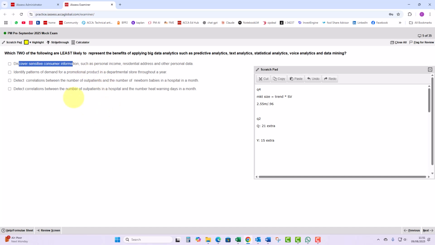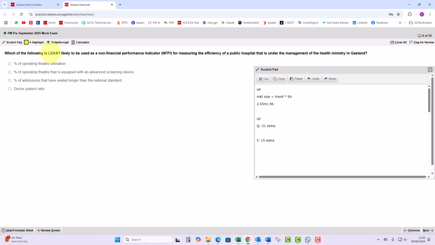So we're looking for 2 and we're looking for the least likely. Big data isn't really about sensitive consumer information, so that's one of the correct answers. It does aim to identify patterns of demand, so that's not a correct answer here. This is a slightly odd question. It doesn't really make sense to detect that correlation, whereas detecting this correlation would make sense. So the 2 correct answers are the first and third.